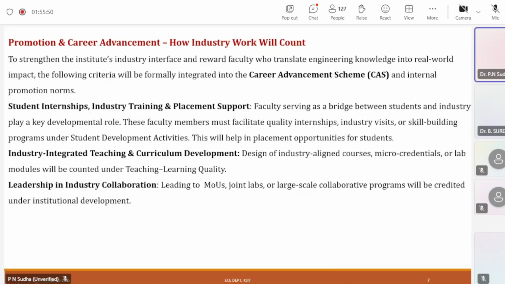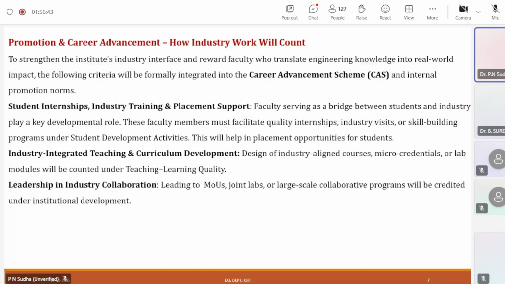Promotion and career advancement: how industry work will count. To strengthen the industry-institute interface and reward faculty who translate engineering knowledge into real-world solutions, the following criteria we need to look into, sir. One is student internship, industry training, and placement support. Faculty serving as a bridge between student and industry play key developmental roles. These faculty members must be facilitated with quality internships, industry visits, skill building programs, and student development activities. This will help placement opportunities for students, and it will be an eye opener for the faculty members also. Industry-integrated teaching and curriculum development: designing industry-aligned courses, micro credentials, and lab modules will count under teaching-learning quality, sir. It will improve the teaching-learning quality of the students.